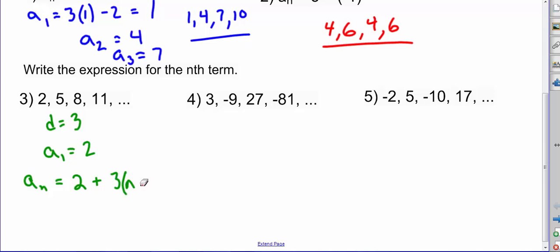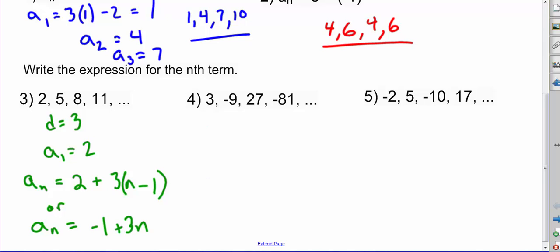What I can do to fix that is just, instead of making this n, make it n minus 1. And some of you may realize that you could actually simplify that, or some of you may have thought of it even in a little bit different way. You could have written it as negative 1 plus 3n, or of course 3n minus 1 would be the same thing. So let's take a look then at number 4.